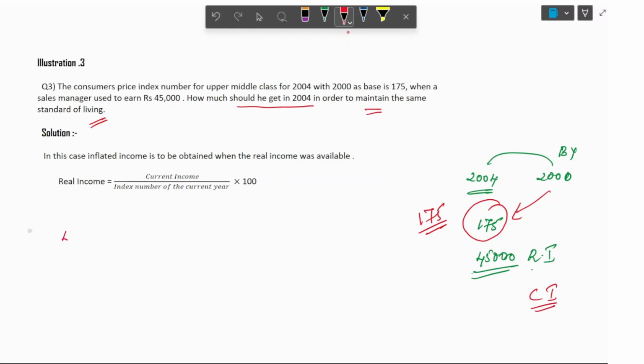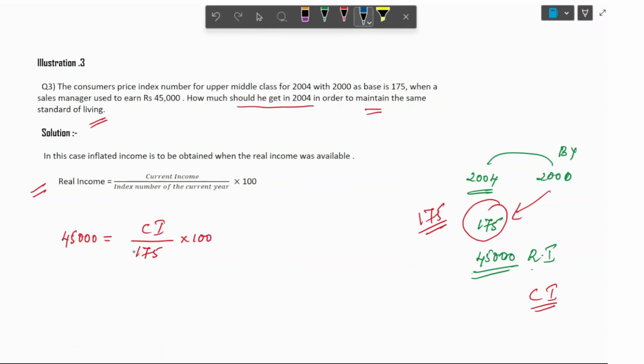Therefore, here the answer, same formula we are using. We are writing step number 1. Real income equals current income divided by index number of the current year into 100. That means here he is getting the real income of 45,000 rupees. And what is the inflated income, or otherwise how much you need to get really to compare with your 2000 as a base year. That means here current income divided by index number, that is 175 into 100.